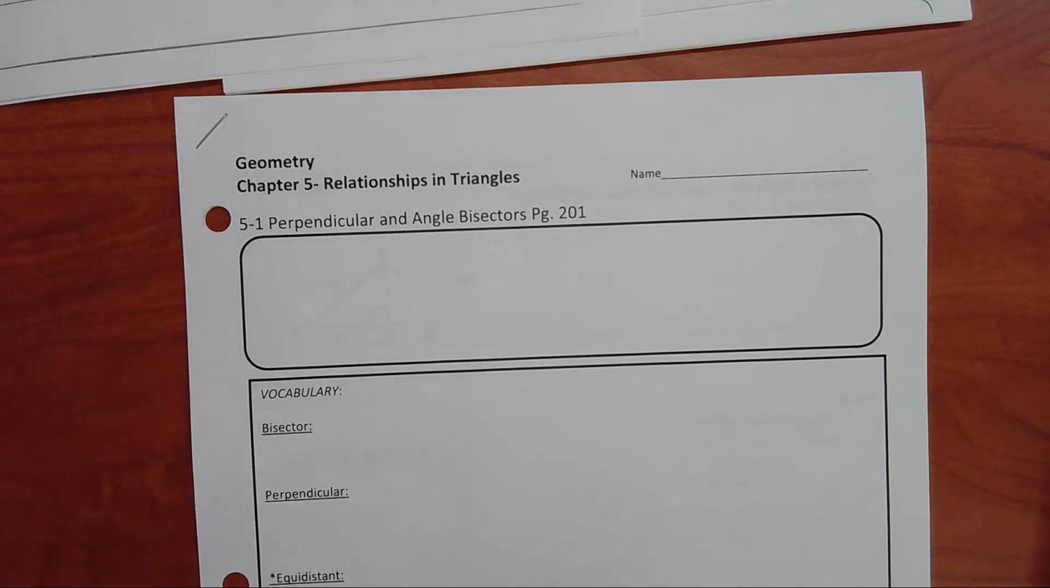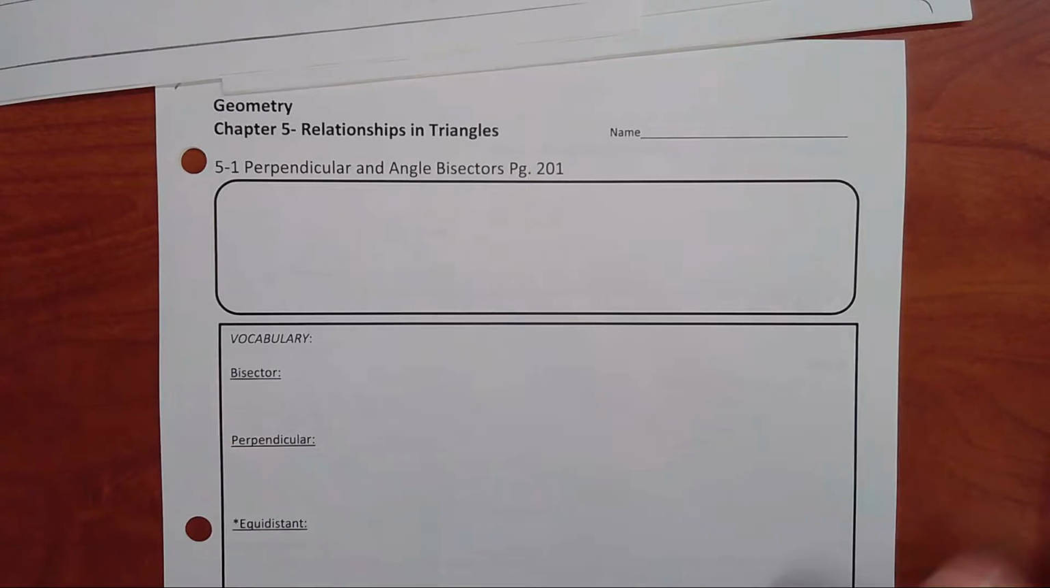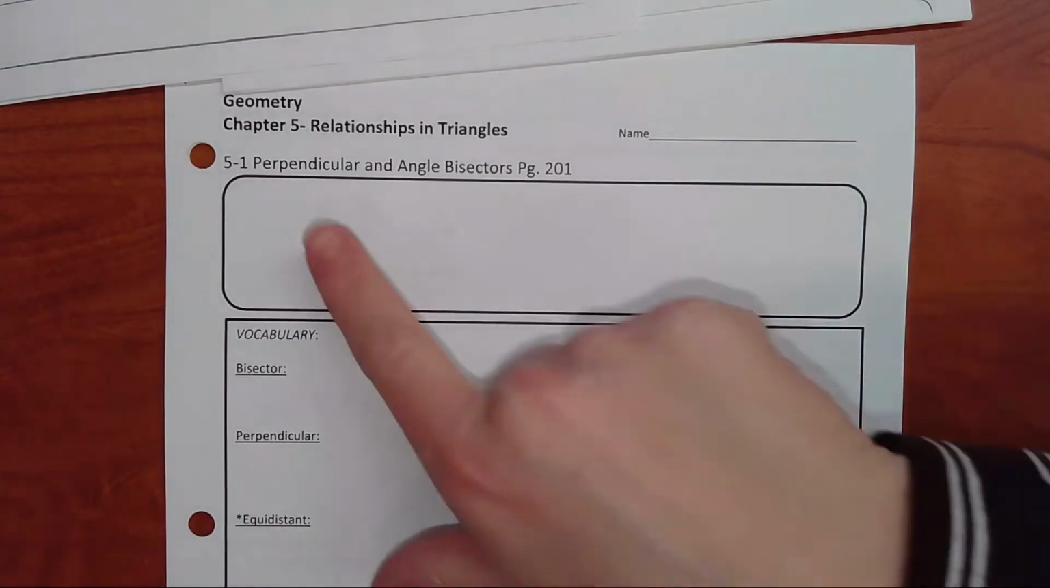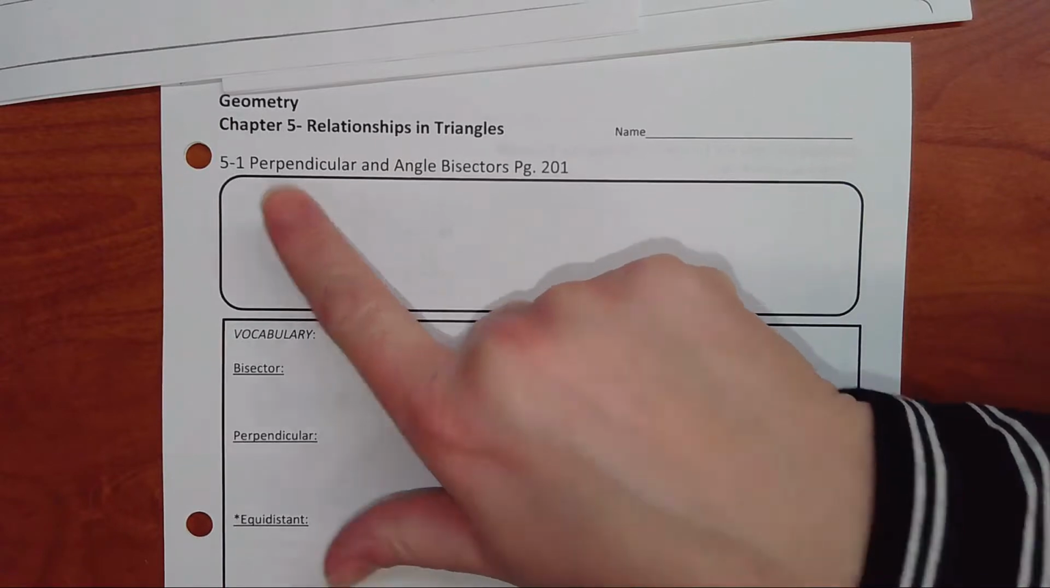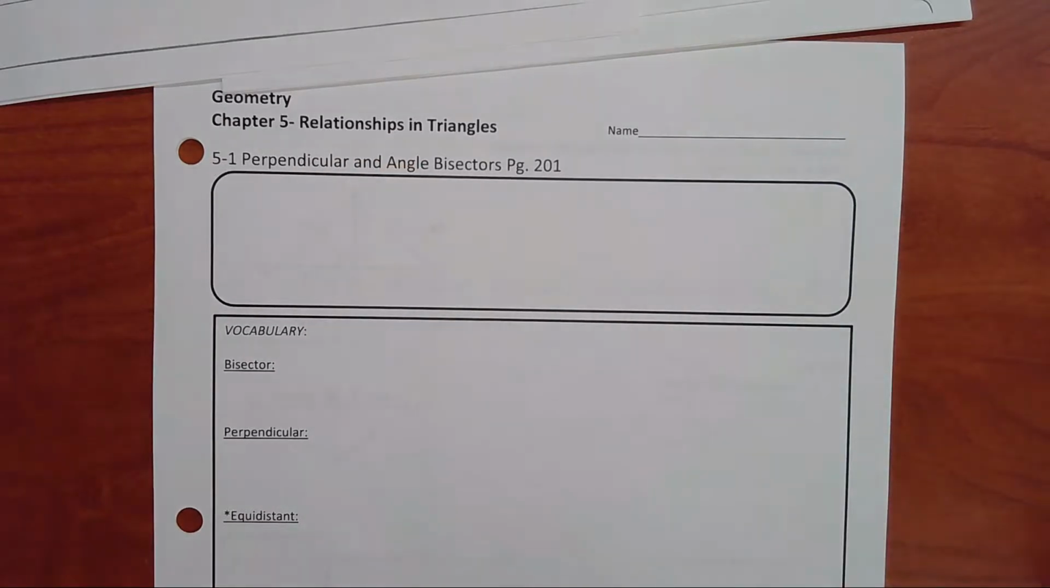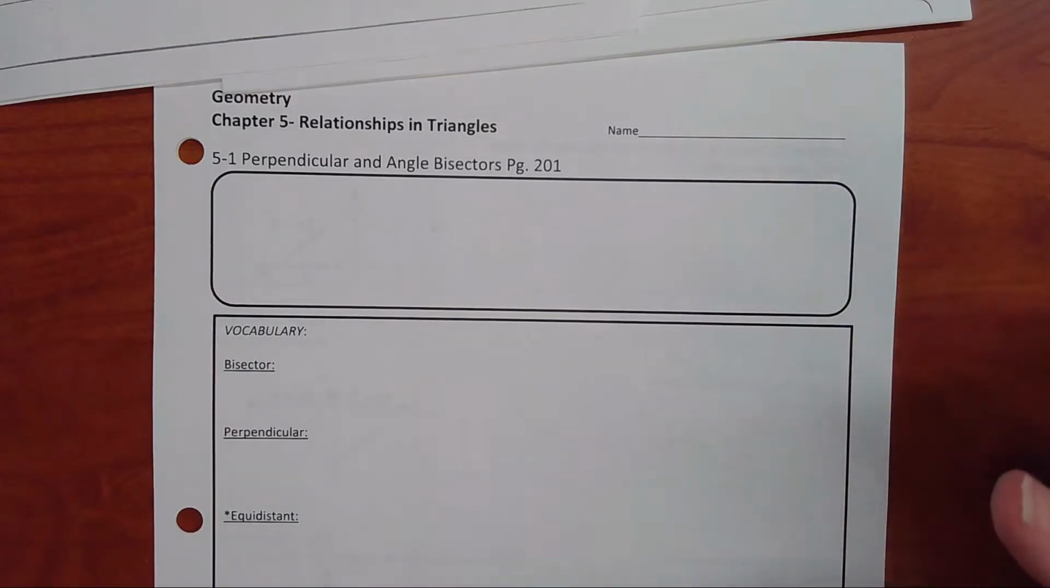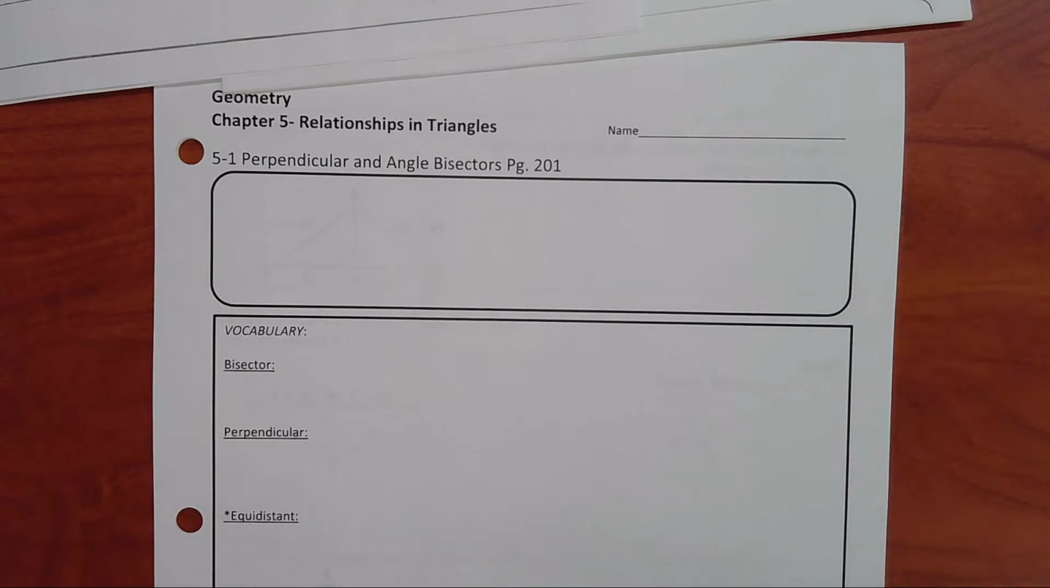So today the main goal is to be able to talk about and be able to solve equations and problems with perpendicular and angle bisectors. Your assignment today is going to have two different worksheet-looking things, one with perpendicular bisectors and one with angle bisectors.